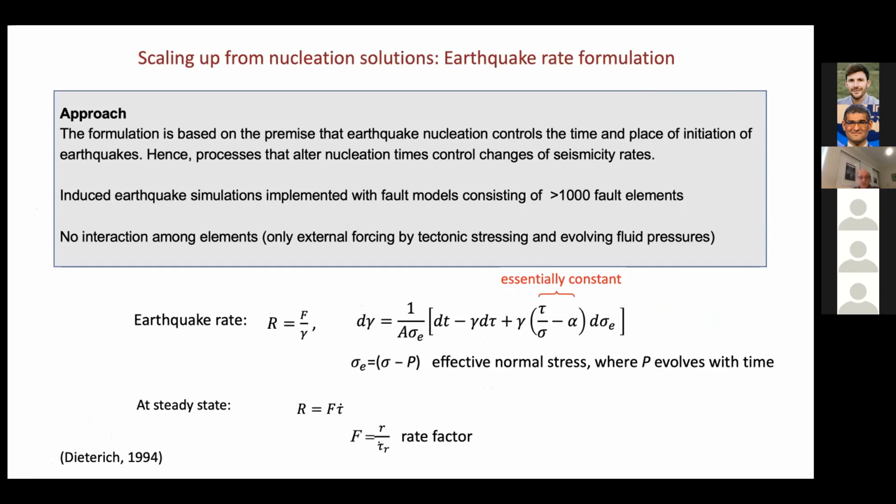Now, kind of scaling up further, we can go from those nucleation solutions to an earthquake rate formulation. This was first published in 1994, so it's pretty old work now. And this formulation is based on the idea that earthquake nucleation controls the time and place of initiation of earthquakes, but it doesn't control the rupture process. So these are nucleation. And so any process that alters the nucleation times controls changes in seismic rates.